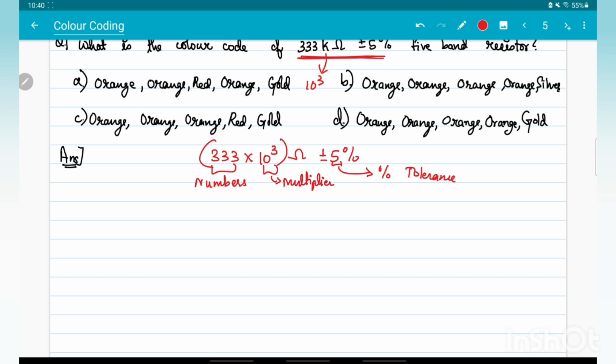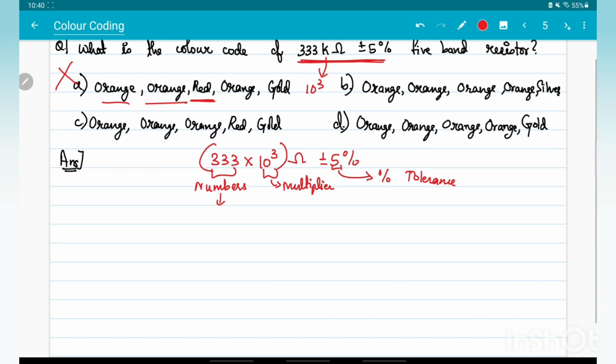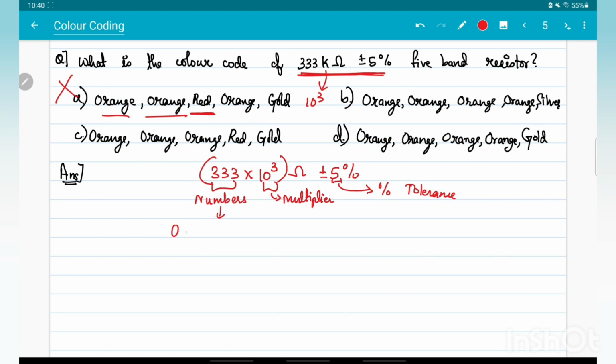So from the numbers now, if you see the options, it is clear that if these are numbers and the first one is given as orange, that means the first three should be orange. Okay, so if the first three should be orange, that means the A option is eliminated over here. Okay, because you have got first two as orange and the third one is red, so that A option is eliminated. So that means the first three colors are orange, orange and orange.